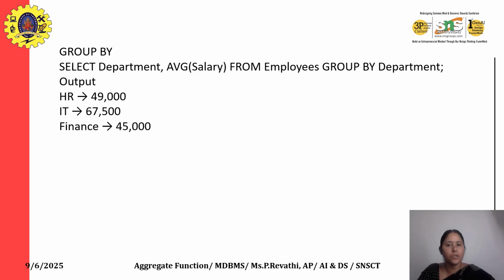Now let's explore how the group by clause works along with the aggregate functions. Here is the query, select department, average of salary from employees, group by department. In this query, we are asking MySQL to calculate the average salary for each department. Then, the group by department means that all the employees belonging to the same department are grouped together before applying this calculation. Then, the average of salary function is applied to each group separately.